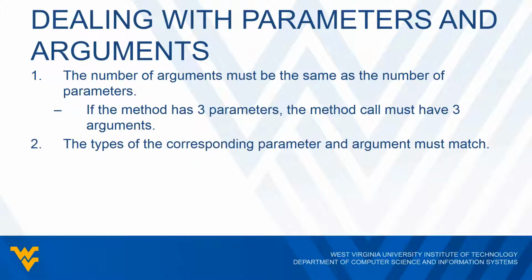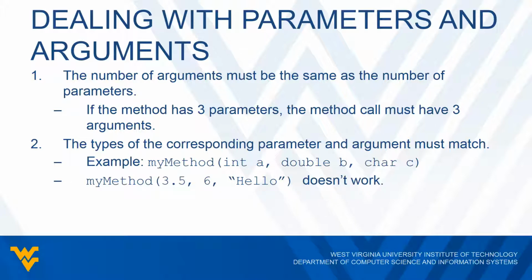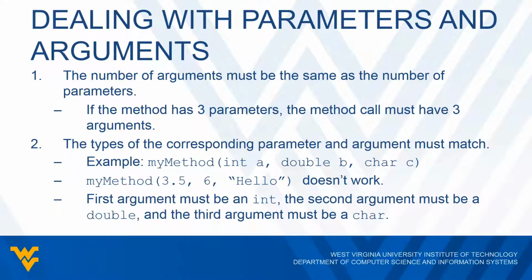The second thing is that the types of the corresponding parameter and argument must match. So let me give you an example. Let's say I have myMethod with int a, double b, and char c. If I try to call myMethod with 3.5, 6, and "hello", this isn't going to work, because the first argument must be an integer, because our parameter a is an int. Our second argument needs to be a double because b is a double. The third argument must be a character because c is a character.